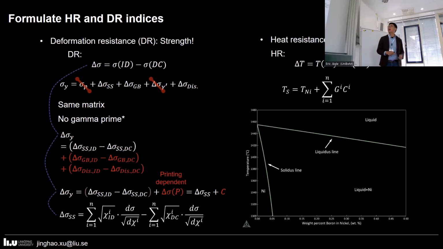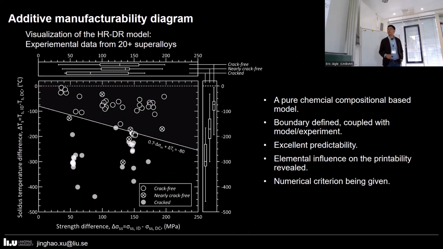And for the heat resistance, I considered the solidus temperature and did the same trick: delta T, the solidus temperature difference, equals the ID solidus temperature minus the DC solidus temperature. And also from this binary phase diagram, you can see that by adding a certain amount of alloying elements, the solidus line is decreasing in a semi-linear fashion. So I just use the compositional average to quickly calculate the solidus temperature of each location.